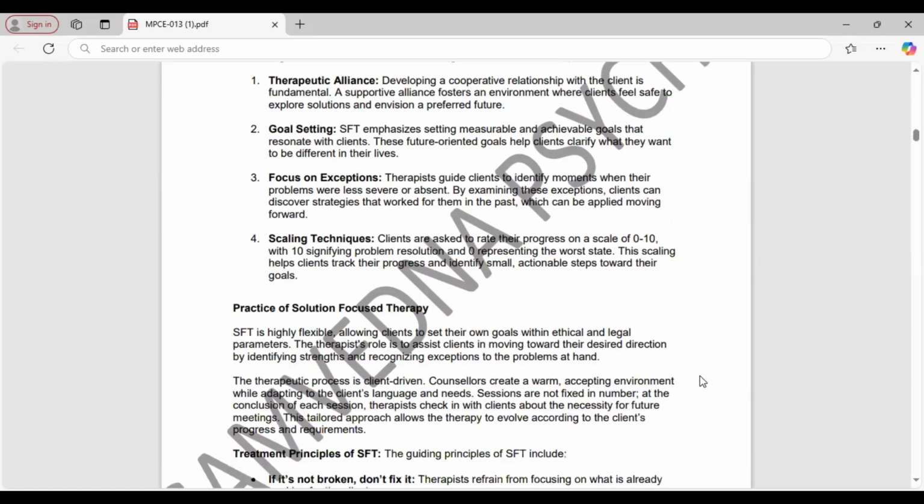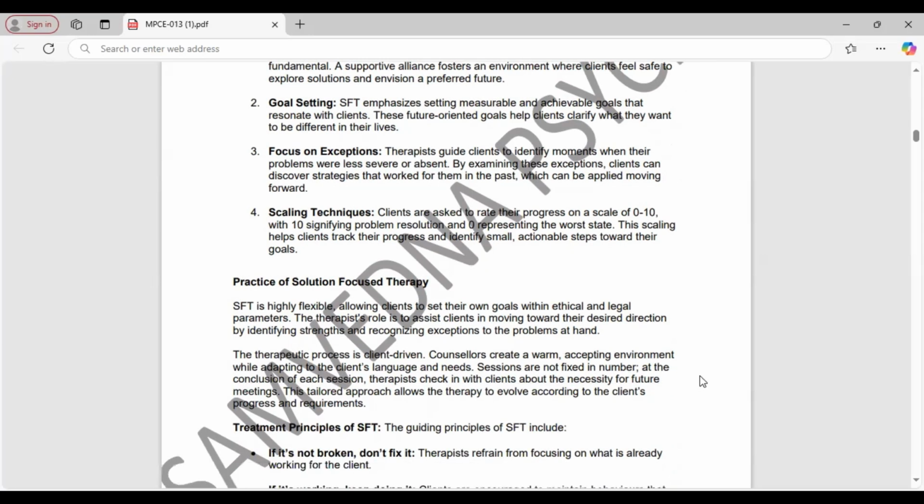Practice of SFT. SFT is flexible, allowing clients to set goals within ethical boundaries. The process is client driven with therapists supporting and adapting to clients' needs. Sessions are tailored, evolving based on the client's progress.